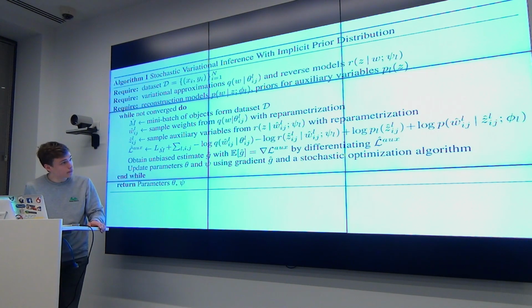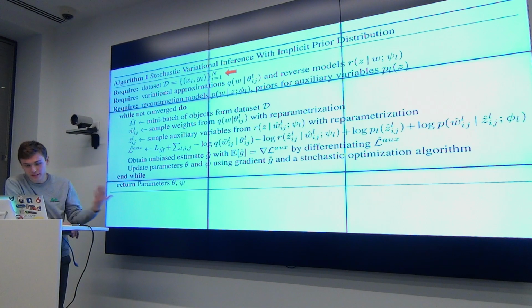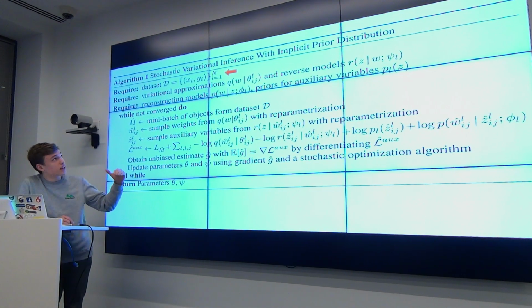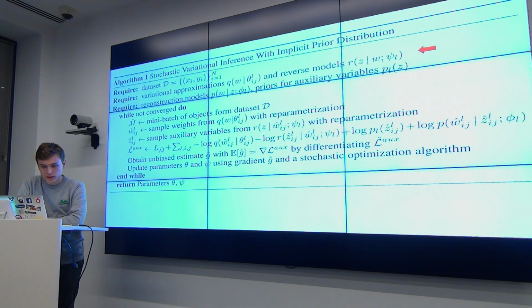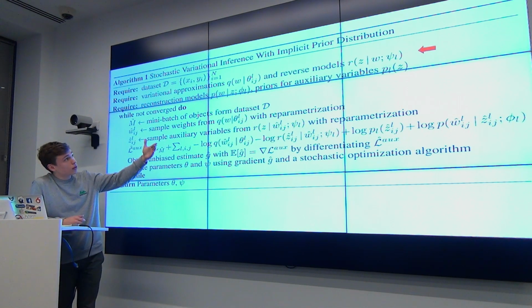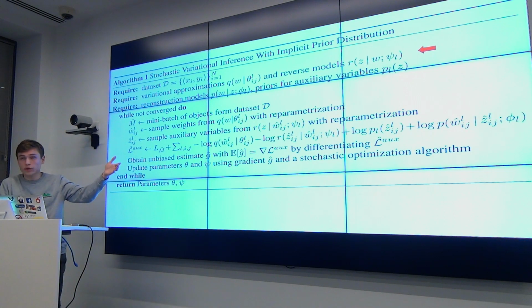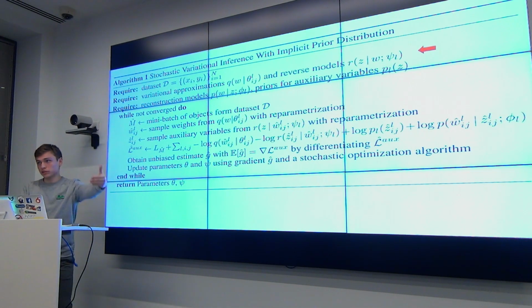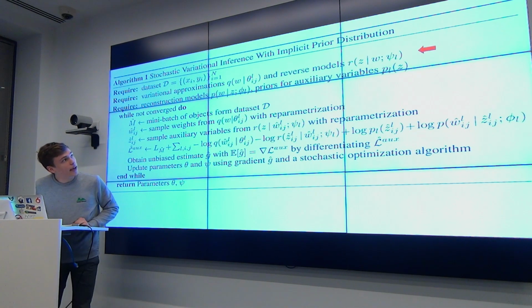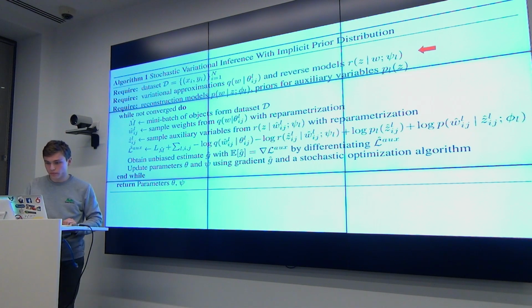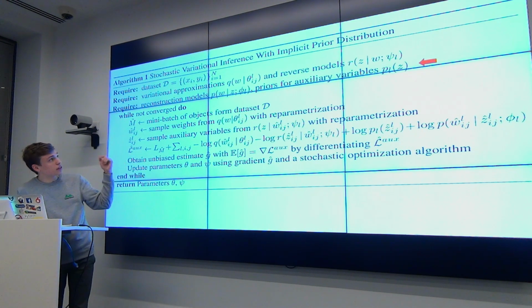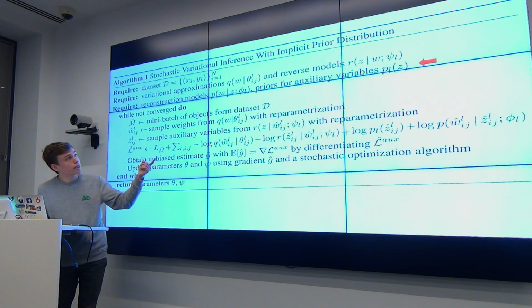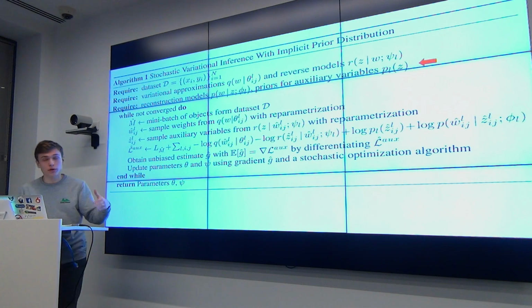Let's examine the final algorithm step by step. This is the algorithm of stochastic variational inference with deep weight prior. So we need the data set of objects and labels. Then we require the form of our variational approximation Q over the weights, which should allow reparameterization for optimization purposes. And the form of reverse models R. Also we require the prior distribution, which consists of reconstruction models with parameters phi and priors of these auxiliary variables D.